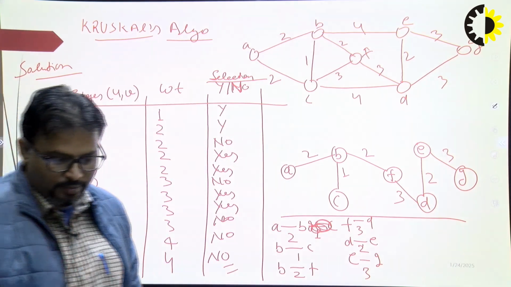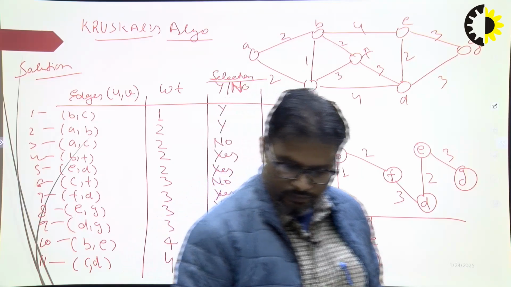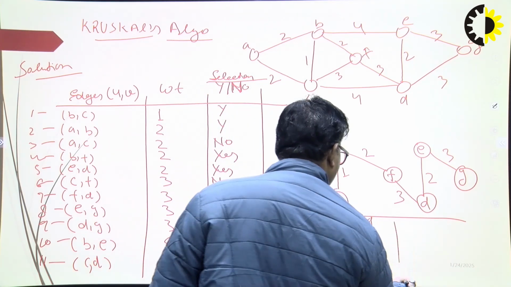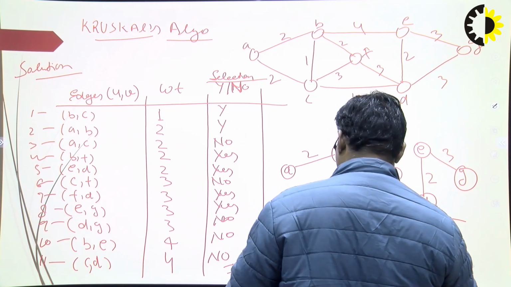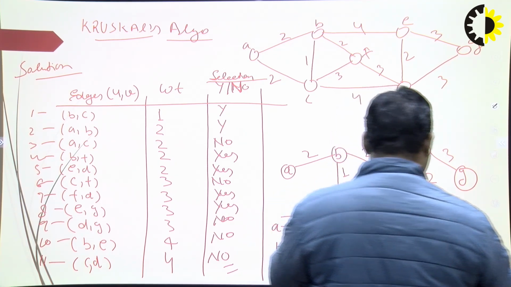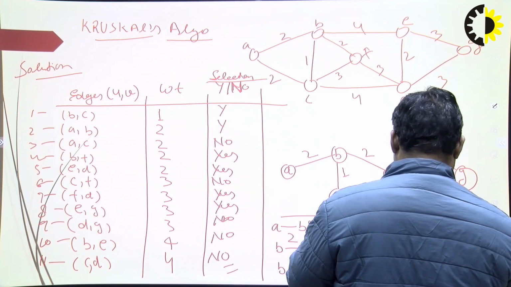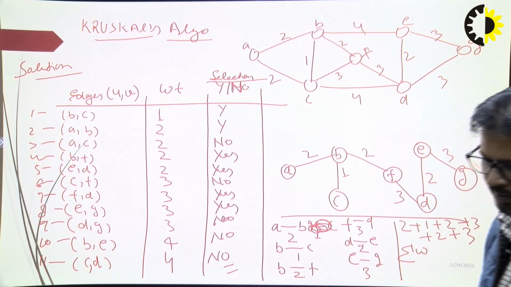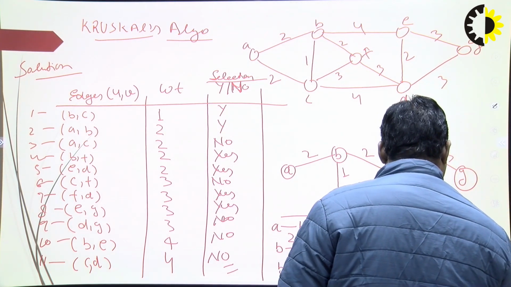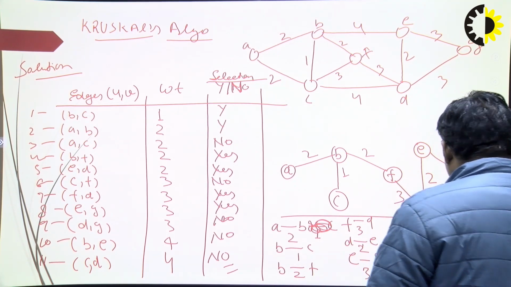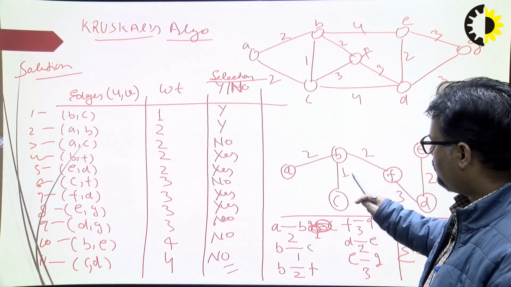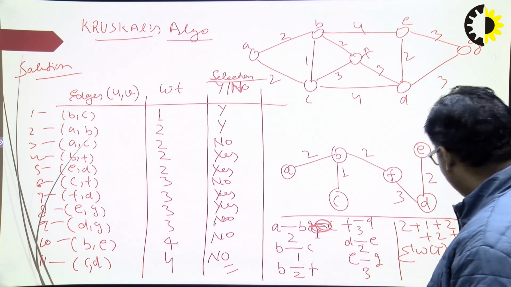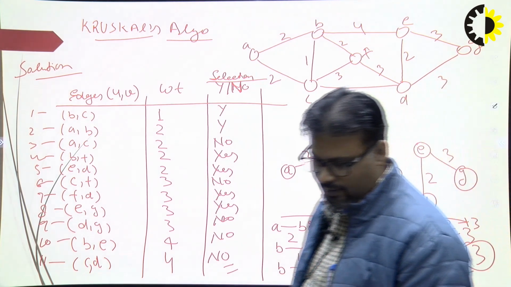So what is the minimum spanning tree value? Again we will select the values, and again we consider 2 plus 1 plus 2 plus 3 plus 2 plus 3, which means the maximum weight of the tree is 13. 2 plus 1, 3, 2, 5, 5, 3, 8, 8 to 10, 10 plus 3 is 13. This is the solution of the problem.